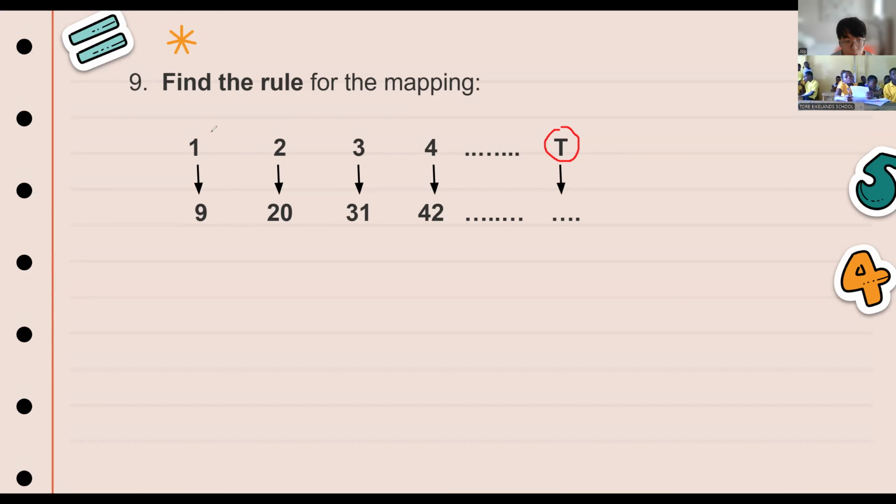So if the top number increases by 1, how much does the bottom number increase? Yeah, it's 11, plus 11. And then you can add 1 here, and this also adds 11, plus 11, and then same here, plus 11, and more.